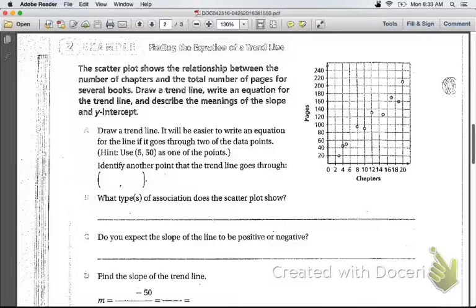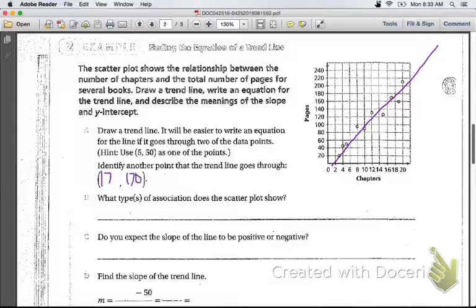Again, you want it to be with about as many points above as below. And you want to use a straight edge. Then you want to find some points. So let's see, it says it goes through 2 of the data points, 5 and 50. Okay, and identify another point. I'll go ahead and use, say, 17 and 170.